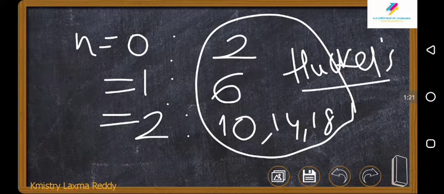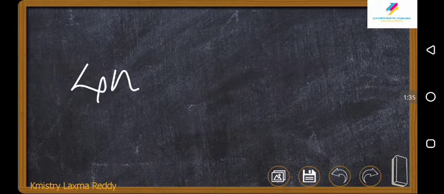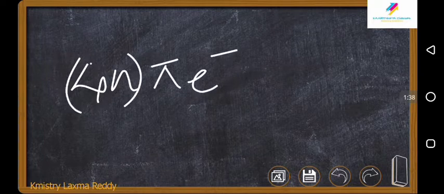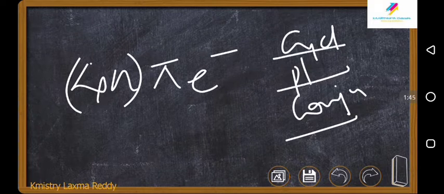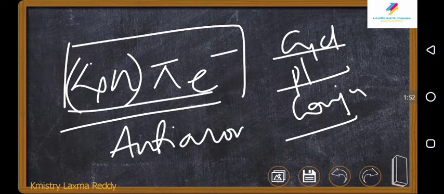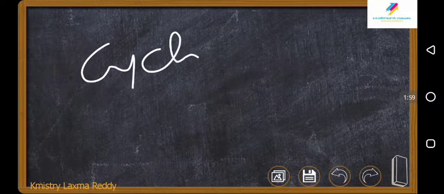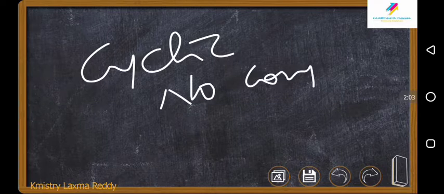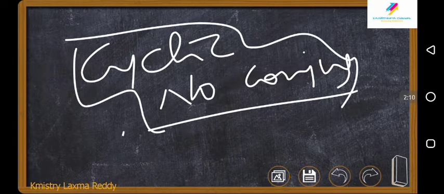So if the molecule has this many electrons, then you can say it can be aromatic if it is following the remaining conditions, that is cyclic, planar, and conjugation. If it is having 4n pi electrons instead of 4n plus 2, with cyclic, planar, conjugation conditions as they are, then that compound is called anti-aromatic. Anti-aromatic means 4n pi electrons. If it's a cyclic compound with no conjugation, no 4n, no 4n plus 2, then the compound is said to be non-aromatic.